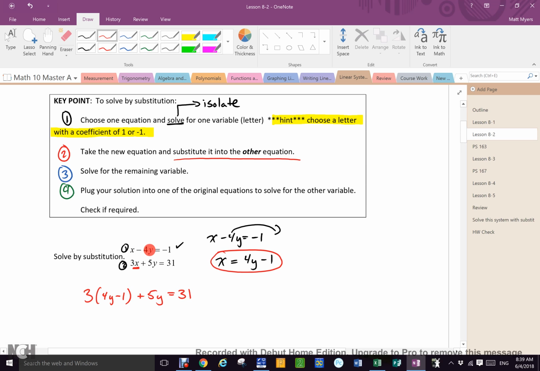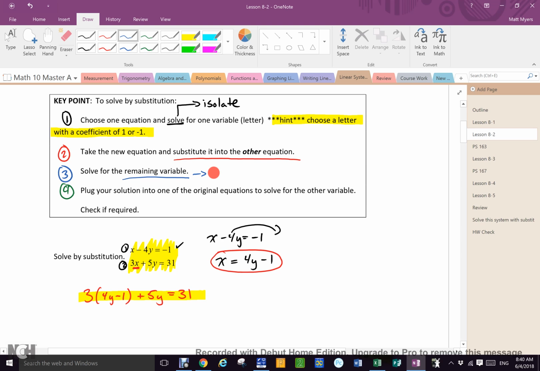Now, what was wrong with this? Why couldn't we just start solving that? There's x and y. There's two unknowns. So we can't solve it. But what has happened now? There's only one unknown, isn't there? So now we do algebra here. We've substituted it in. Now I'm going to blue to solve for the remaining variable.